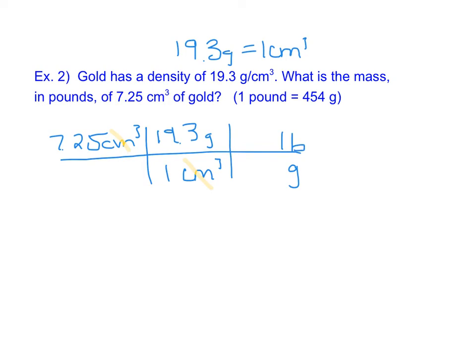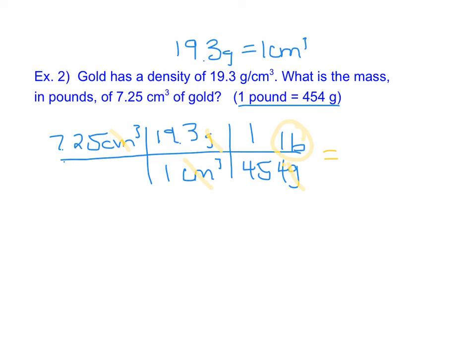And let's go back. We're given that conversion factor up here in the problem. I see 1 pound. 1 pound is 454 grams. So now that we've done that, grams are going to cancel out, and we're left with pounds, which is what we were asked to find. So now it's just a matter of doing the math here. Multiply across the top, divide by the bottom, so 7.25 times 19.3 divided by 454, that's going to give you 0.308 pounds.